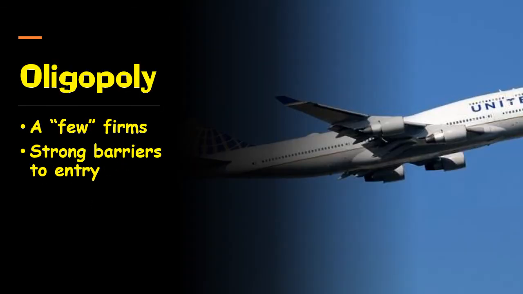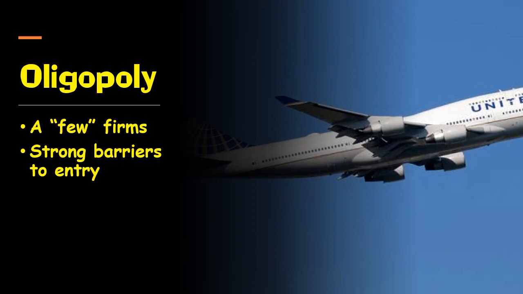Okay, a few firms, a few. There's no precise number of firms that you need to be in an oligopoly, right? There's at least two, which is called a duopoly. So there's at least two, but how many airlines are there? How many car companies are there? 15, 20 that total that you could think of? Okay, so it doesn't have to be two or three or four.